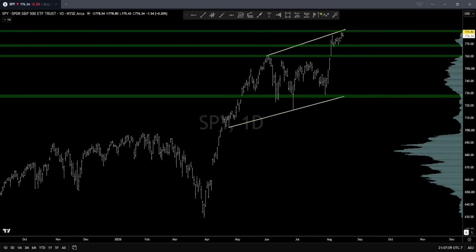But the other thing that we'll be looking for is basically coming down to this gap fill, and if it breaks this gap fill, not necessarily next week, then we're looking for a retracement back down to this level here, maybe at this lower trend line. Then we look for a swing back up. Now let's take a look at the sectors.